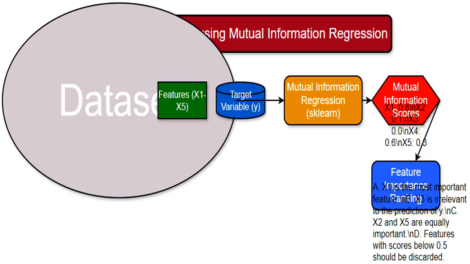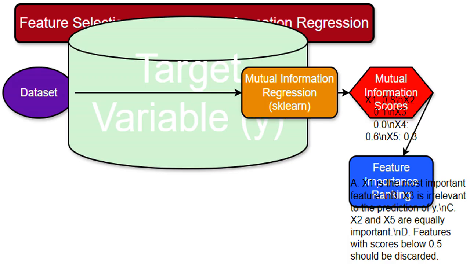These are the 5 features we're evaluating. I'm using scikit-learn's mutual_info_regression to understand how each feature helps predict the target variable. This is the method I used to calculate the scores.